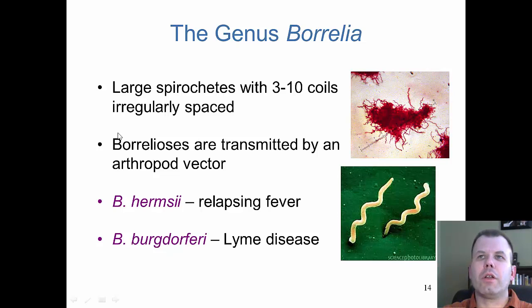So again, these are very large spirochetes with anywhere from 3 to 10 coils. Here again, gram negative, showing you the staining. The burgdorferi are transmitted by an arthropod vector. So again, burgdorferi by certain ticks, and then hermsii by other ticks. We'll look at both of these, but think of the arachnids in this case, the ticks. I think one's soft body, one's hard body, and we'll take a look at that between the ticks here in just a second.